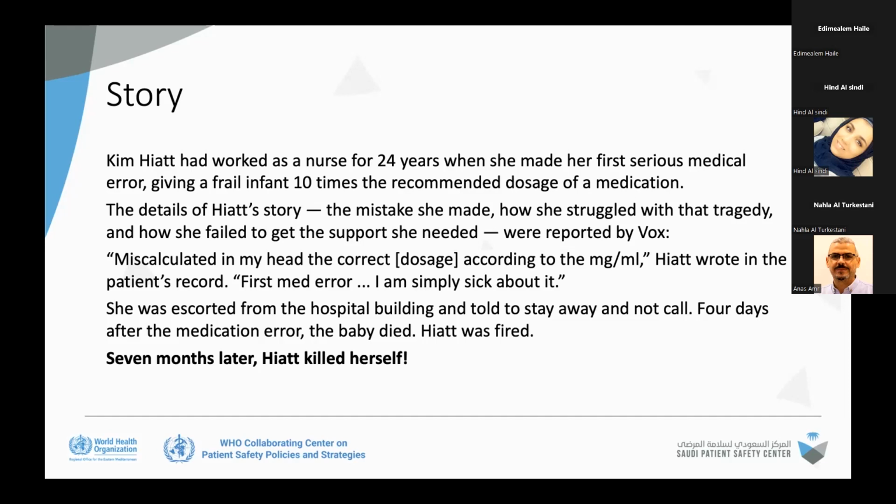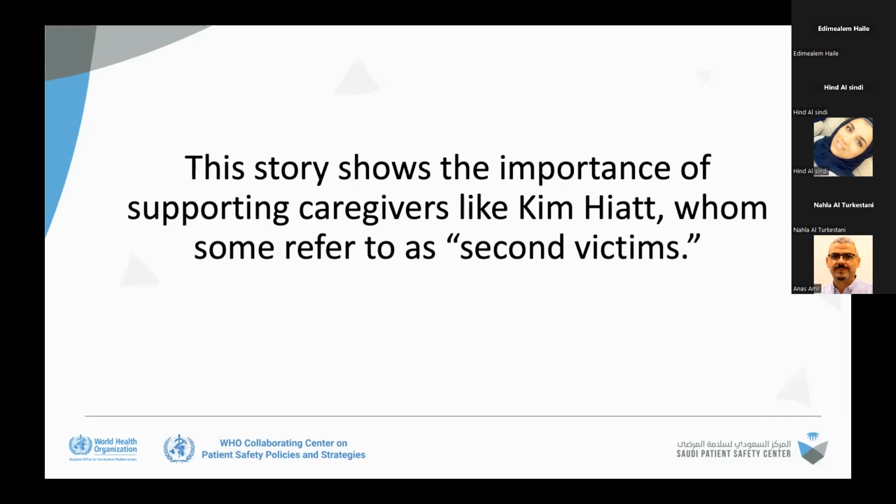She was escorted from the hospital building and told to stay away and not to call. 4 days after the medication error, the baby died and Hayat was fired. What do you think happened to her? 7 months later, Hayat killed herself. So she was a second victim. She made a medical error. She needed support. She did not do it by intention. She did it by mistake.